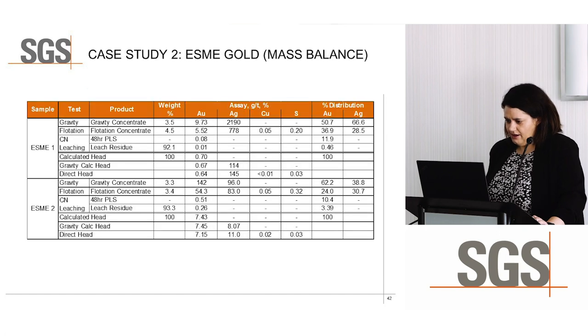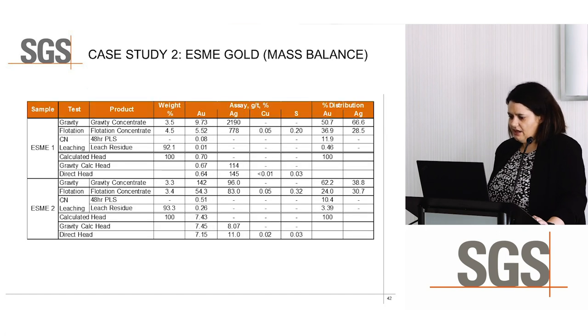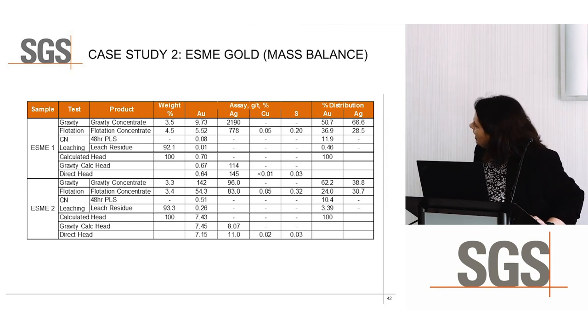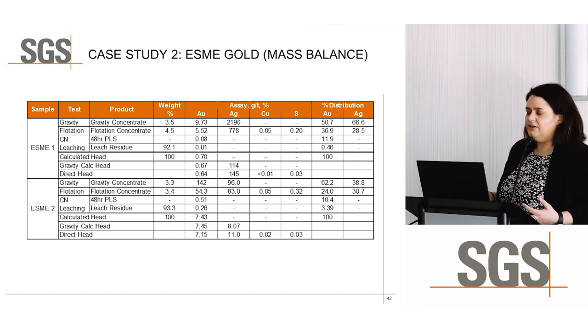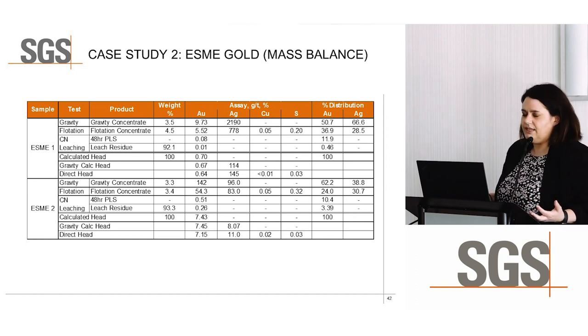So basically, this is the mass balance. From the two different samples, you can see again a lot of the gold, 50% for this one, recovered to the gravity concentrate. This one, about 62% was recovered. And then there was a significant amount also recovered by flotation as well. And we ended up with basically 11% and 10% in the leach as well. So again, it was good recovery based on that P80.